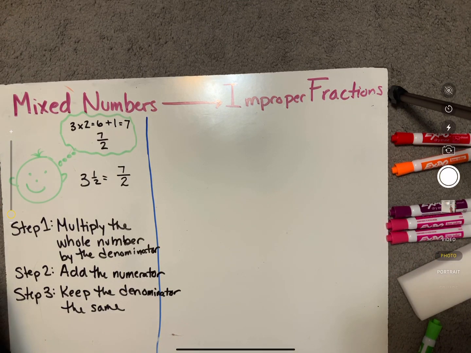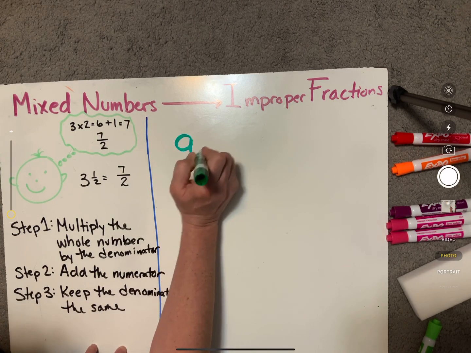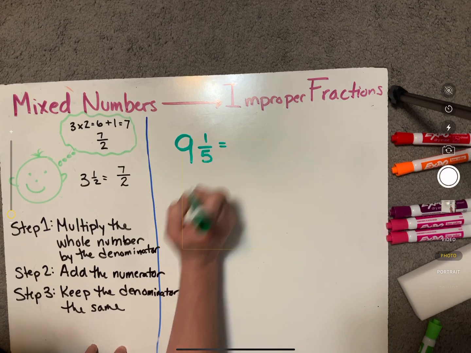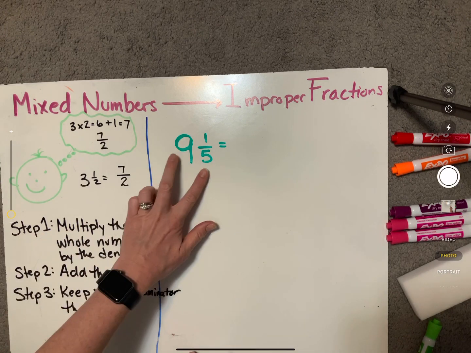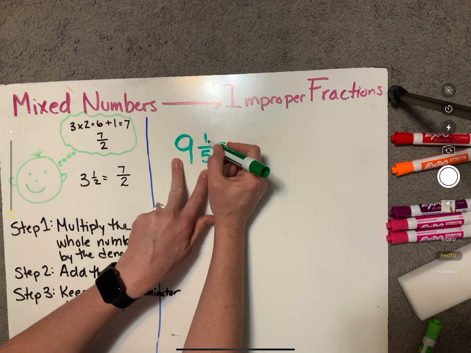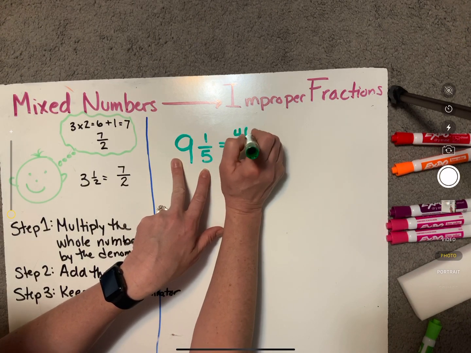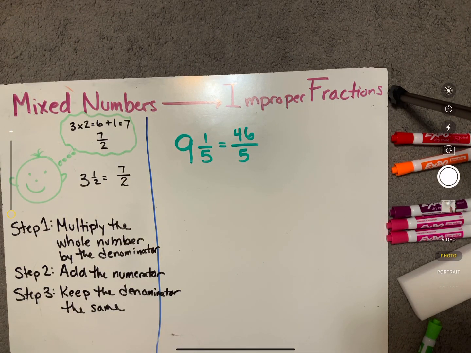So let's do, all right, let's start out with 9 1/5. Okay, so we're going to multiply the whole number times the denominator. So 9 times 5 is 45, plus our numerator is 46 over, and our denominator stays the same as 5.